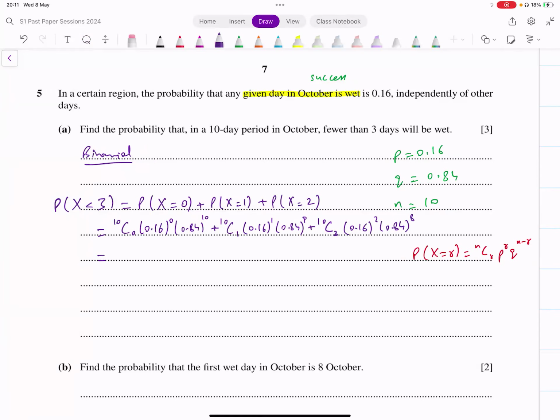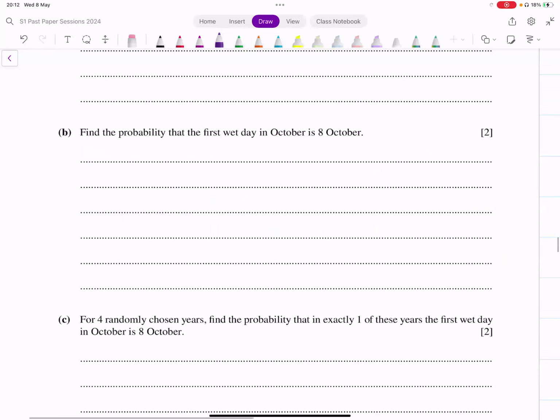0.794. Okay, so the result that we get from this is 0.794. That's the probability. Now it says find the probability that the first wet day in October is 8th October. Now, what's that? First success. What does that remind you of? Probability of getting your first success on a particular attempt, that is geometric distribution.